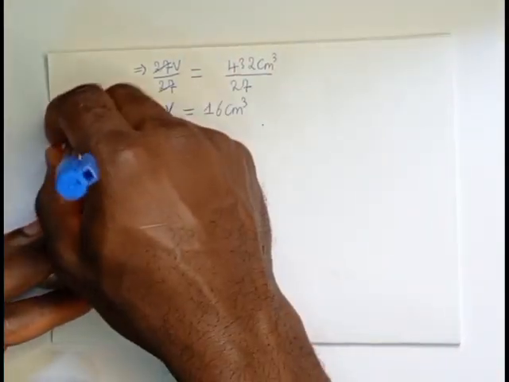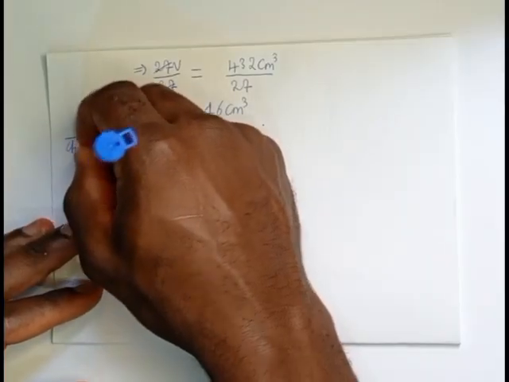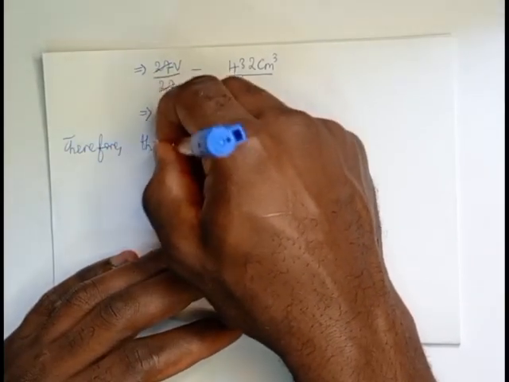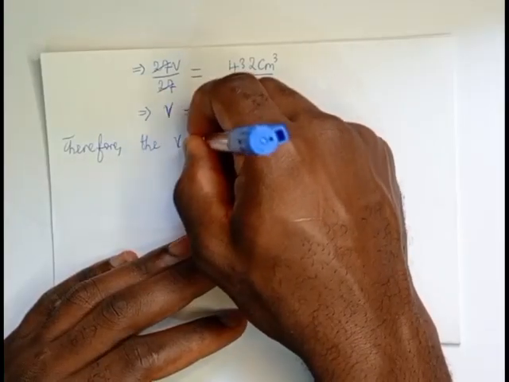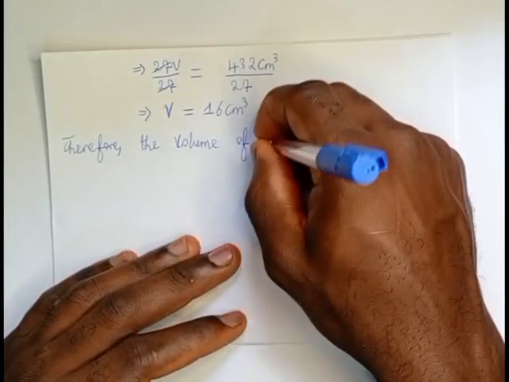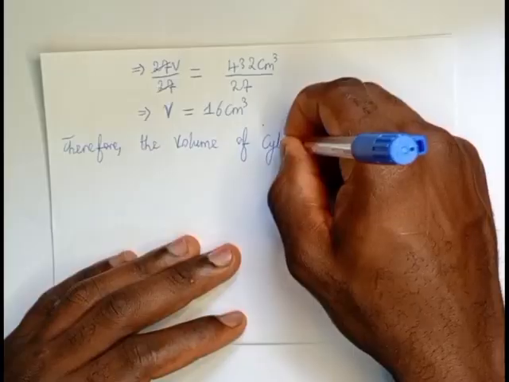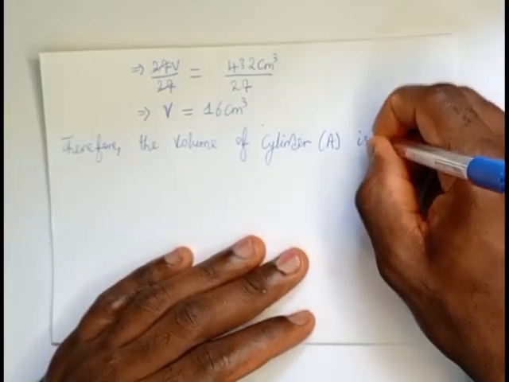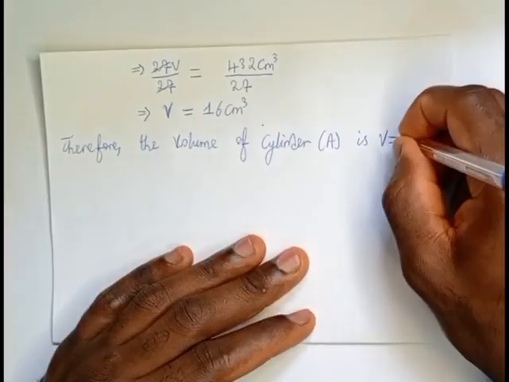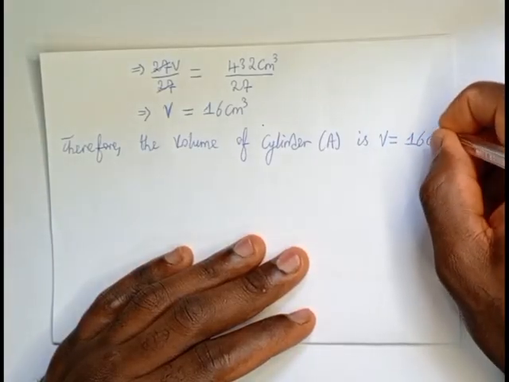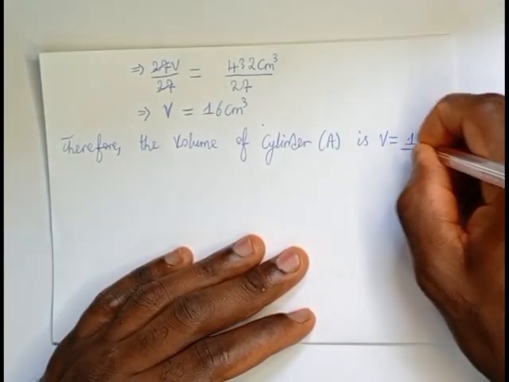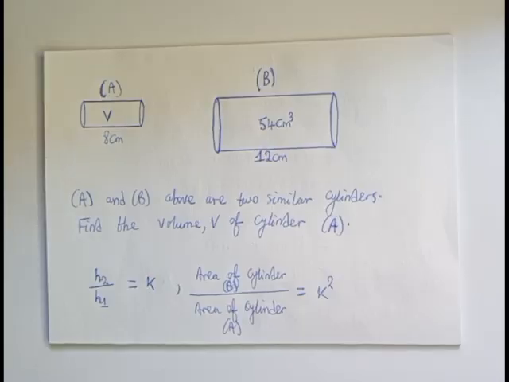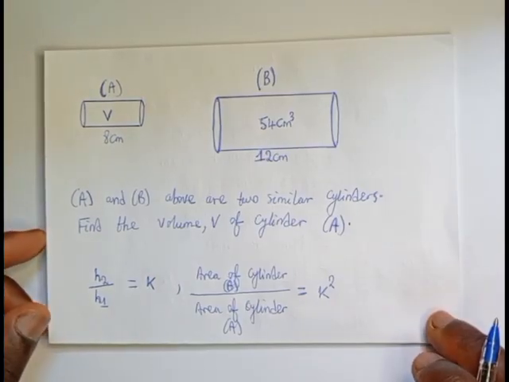Then we conclude, therefore, the volume of cylinder A is V equal to 16 centimeters cube. We underline the answer. We are done with the solution of the question.